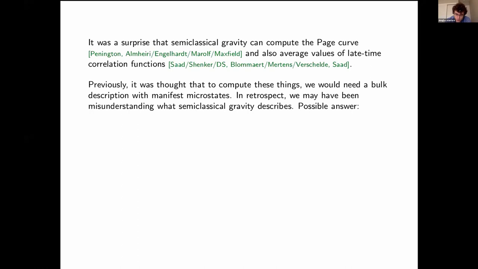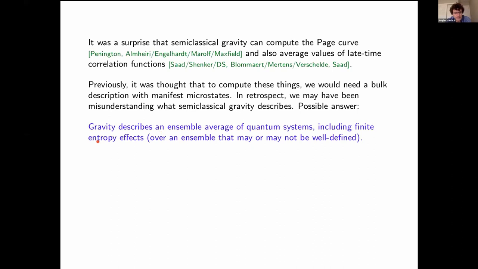I certainly thought that. But in retrospect, we may have been sort of misunderstanding what semi-classical gravity describes. And so here's a possible improvement on that picture. Maybe it's right, maybe it's wrong, I'm not sure. But the proposal is that gravity describes an ensemble average of quantum systems, including finite entropy effects, over an ensemble that may or may not be well-defined. So it seems kind of obvious that a simple gravity description doesn't have enough stuff in it to fully describe a large, complicated quantum system. But what seems to be true is that gravity doesn't just throw out the fine-grained, finite entropy, intrinsically quantum, grainy features. Instead, it sort of averages over them, and that's subtly different.